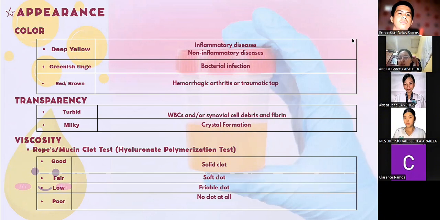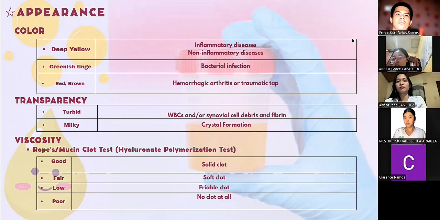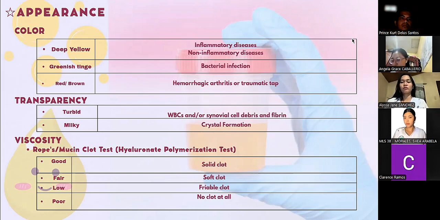For transparency, we have turbid and milky, and for viscosity, we have the Ropes mucin clot test or hyaluronic polymerization test. In the Ropes mucin clot test, synovial fluid is mixed with 2.5% acetic acid solution, which causes hyaluronic acid to precipitate, which forms a mucin clot if the hyaluronic acid is intact or well polymerized. So if it is intact, you have a good hyaluronic acid in your body.